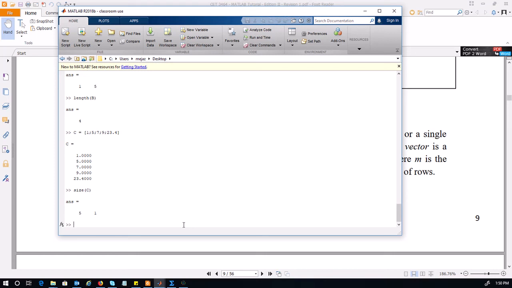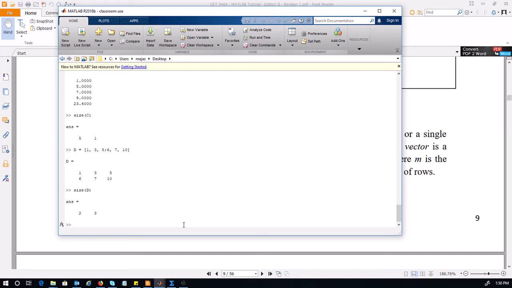And now again, the next topic is going to be matrices. But again, matrices are extension of vectors. So for example, if I want to define a matrix, two-dimensional matrix, D, 1, 3, 4, 5, that's my one row. 6, 7, 10, that's my second. So now I have 2 rows, 3 columns. 2 rows and 3 columns.